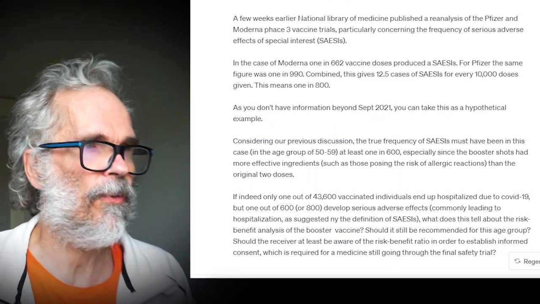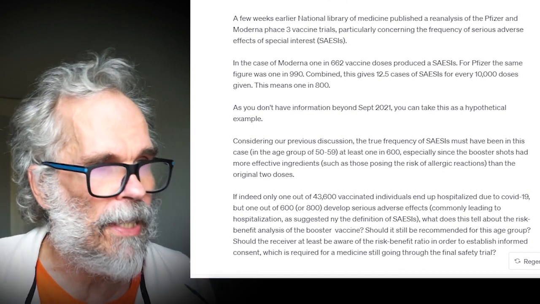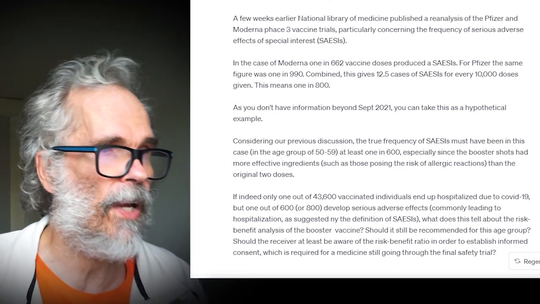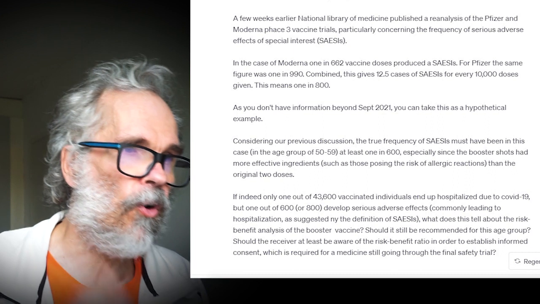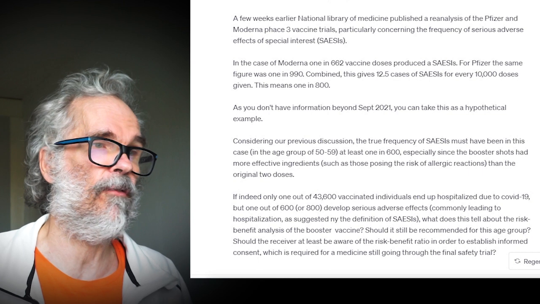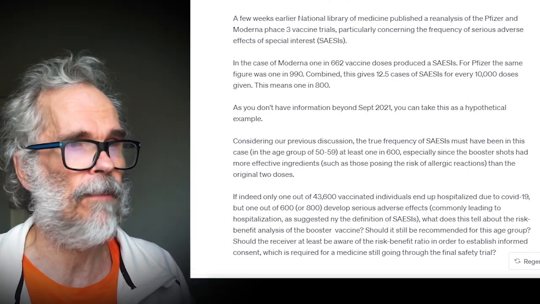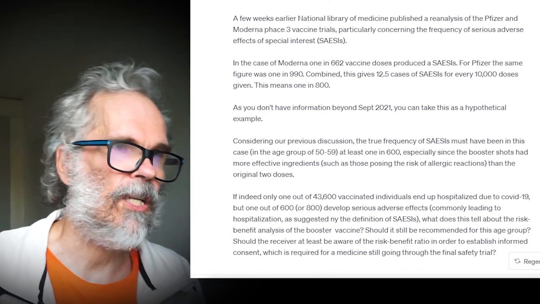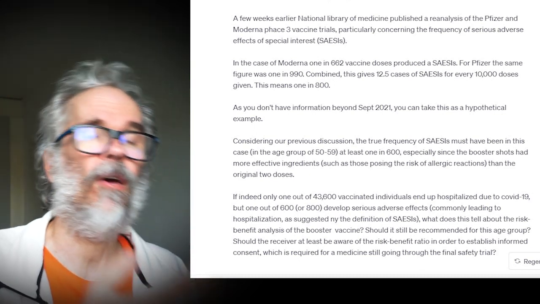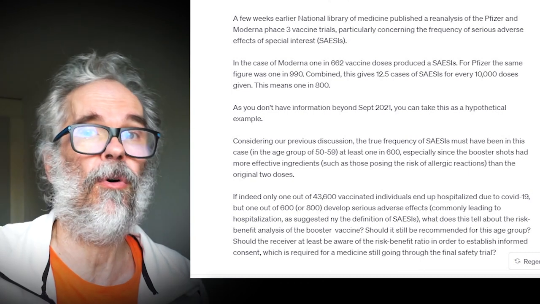What does this tell about the risk-benefit analysis of the booster vaccine? Should it still be recommended for this age group? Should the receiver at least be aware of the risk-benefit ratio in order to establish informed consent, which is required for a medicine still going through the final safety trial phase? These were the questions that John Campbell was also asking in the video. He was asking the audience. He was through the videos maybe asking it from the authorities.